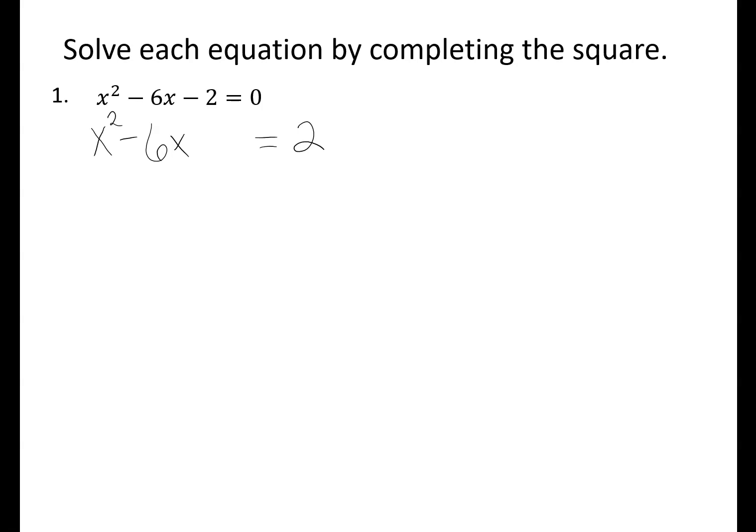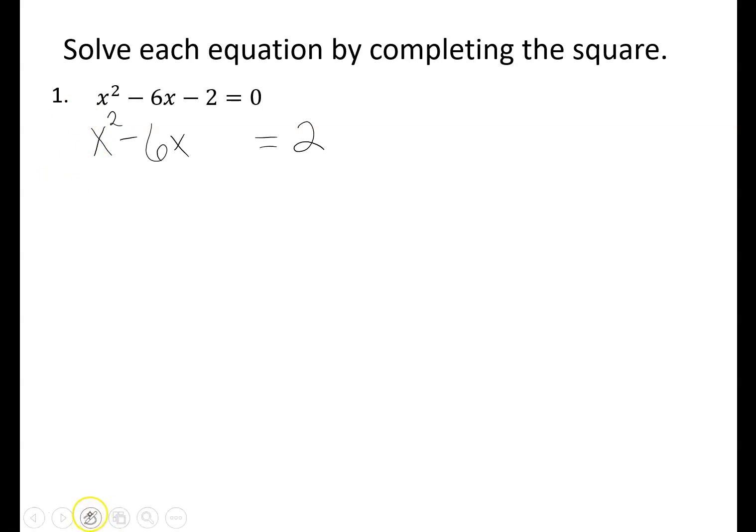Okay, so step 1, move the constant to the right side, or the other side. It may not always be the right side. Step 2 says divide by the coefficient of x squared if it is not 1. So you look at your x squared term. If you do not see a number in front of it, it is a 1. Therefore, you can skip step 2.